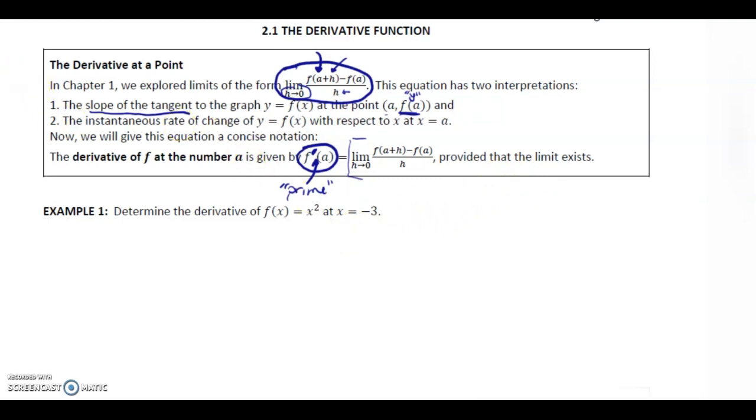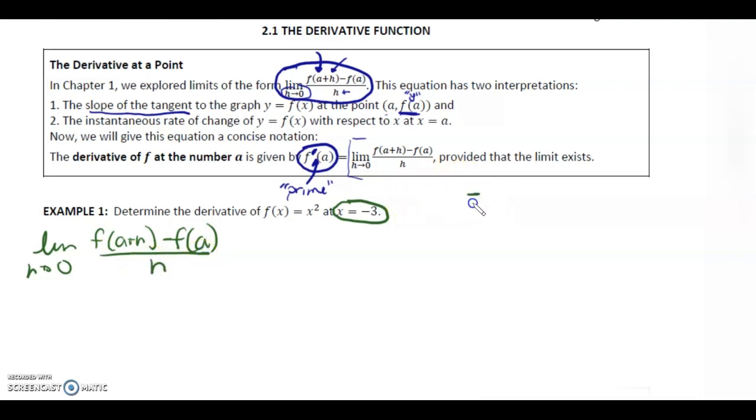So example 1, we are going to determine the derivative of f at x equals x squared at x equals -3. What we saw in unit 1 was, actually, I'm just going to do this straight unit 1. The limit as h approaches 0 of f at a plus h minus f at a all over h.